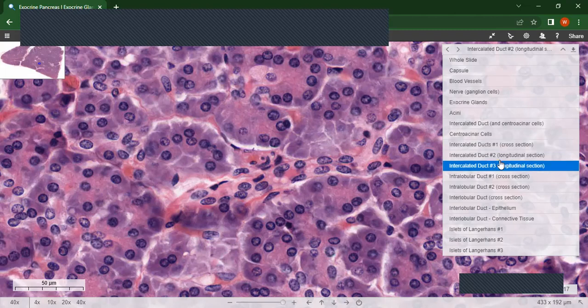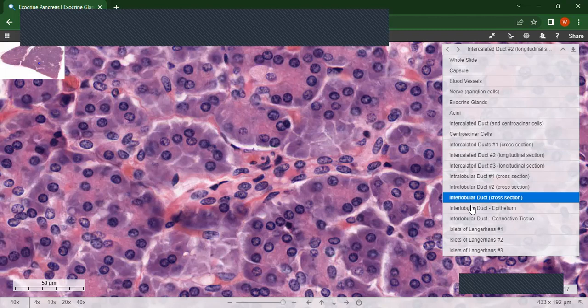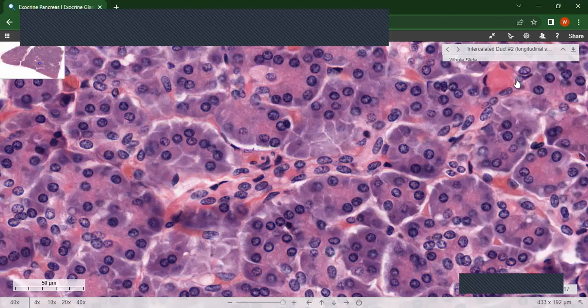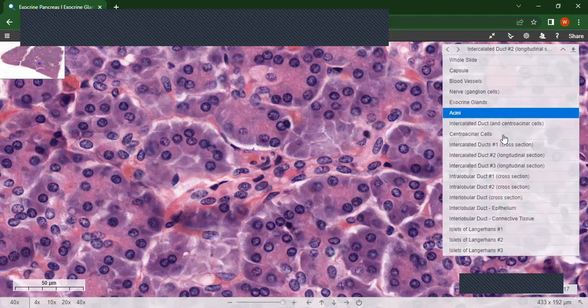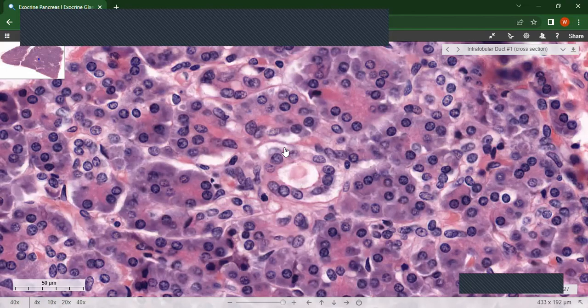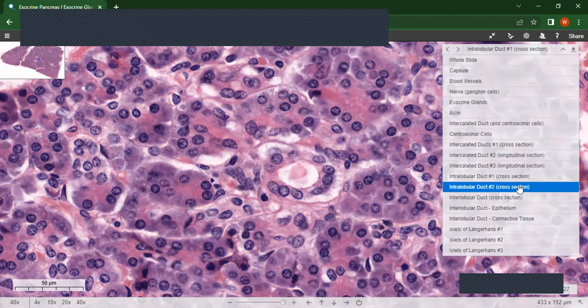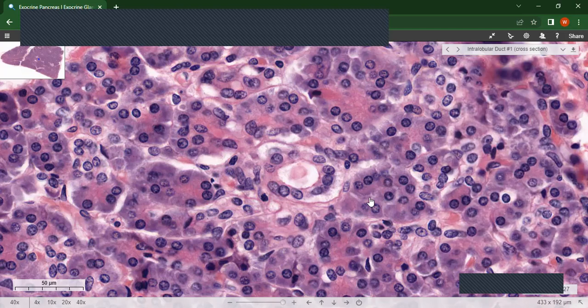Then let me show you the epithelium. Nice, like this one. This is an intralobular duct. You can see the epithelium here is simple cuboidal epithelium. So let's continue. Remember, I've said the pancreas is a compound gland in that it has both endocrine and exocrine portions. This is the exocrine portion.